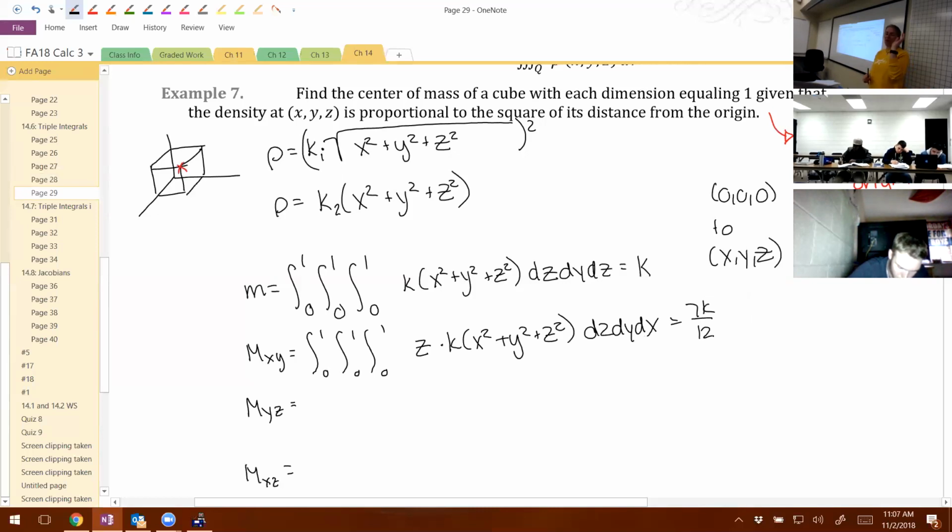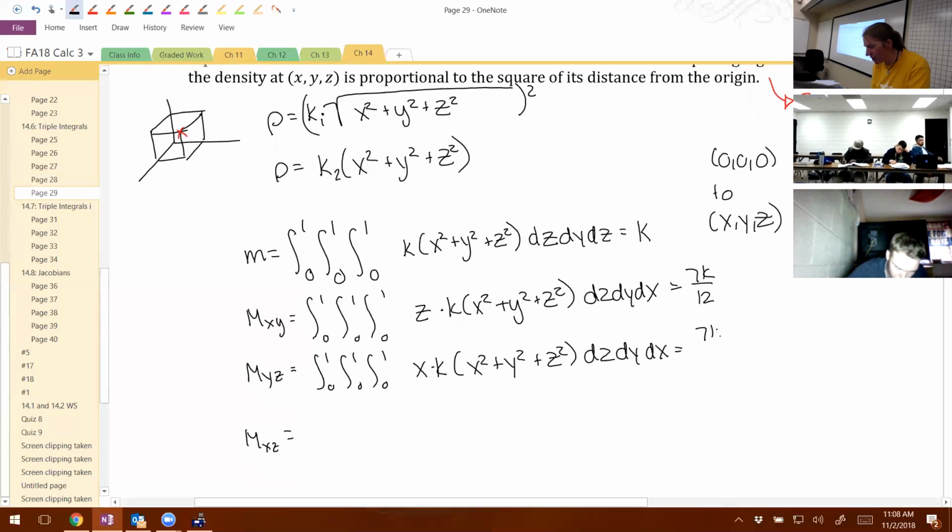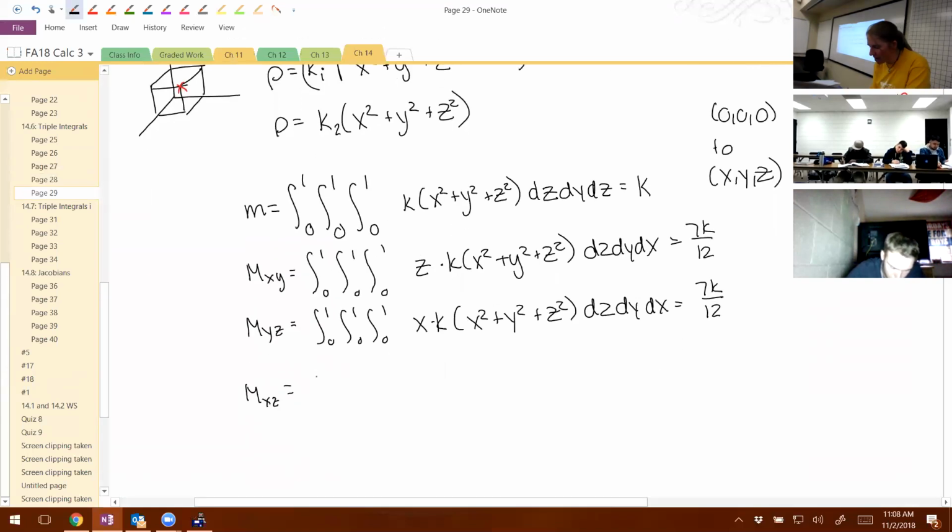That's not perfect, but all the other ones end up being the same thing. So the setup for the rest of these is just going to change that variable. Instead of having a z in place, I'll have something else there. If we're talking about the moment from the yz plane, x is what tells us that direction. So we're going to have x times the density, which is still going to give us 7k over 12. And then the last one's the same way, only we have y in place, but it equals the same constant. A lot of symmetry in this problem.